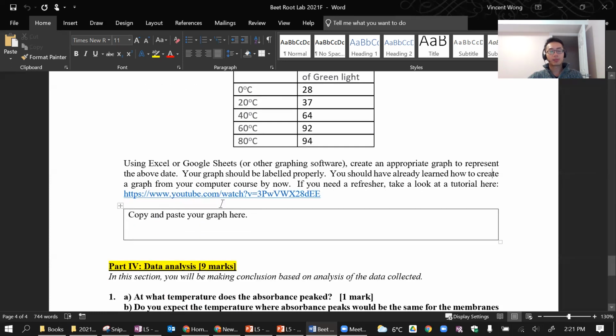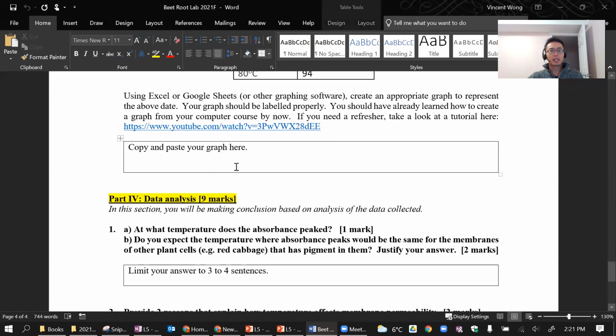label the axes. Okay, and also some people, instead of pasting the graph here, put a link to some other location. They put the file on Dropbox or something, and I wasn't able to open it in some cases. So you wouldn't get a mark if you do that.